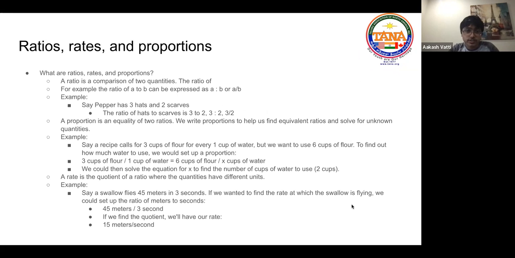Okay, so today, the first thing we'll be doing is ratios, rates, and proportions. So what are ratios, rates, and proportions? A ratio is a comparison of two quantities. The ratio of A to B can be expressed as A colon B or A slash B.